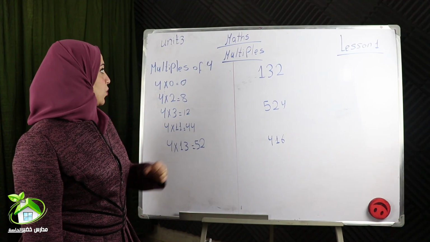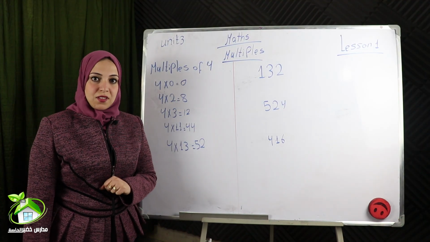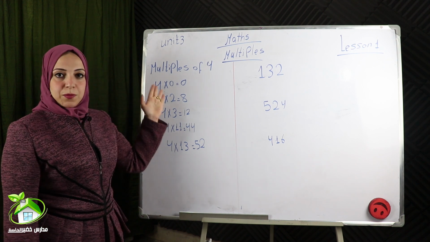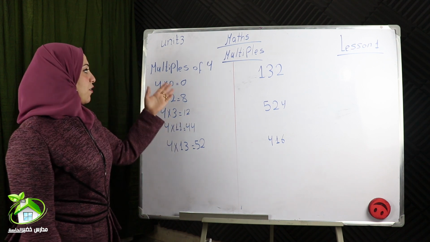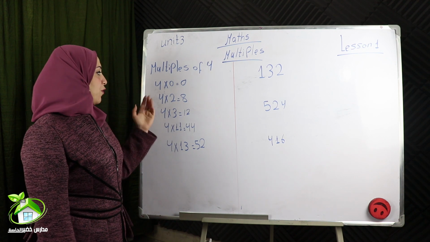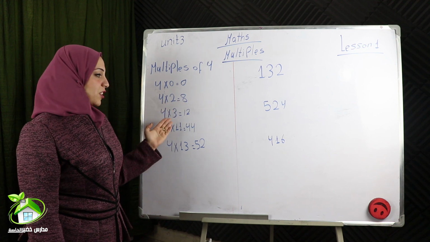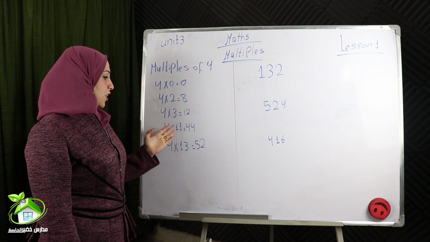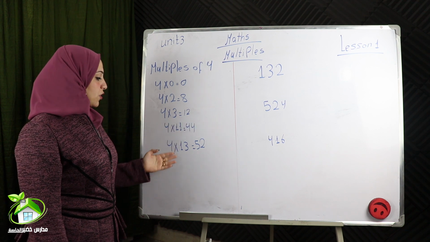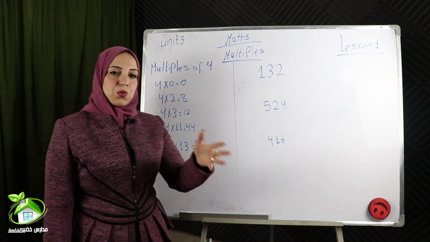Now we are going to list multiples of 4. As I did before, I multiply 4 by many whole numbers. 4 times 0 equals 0. 4 times 2 equals 8. 4 times 3 equals 12. 4 times 11 equals 44. 4 times 13 equals 52, and so on.